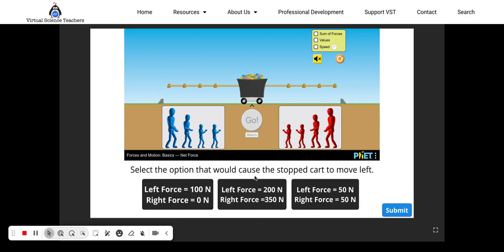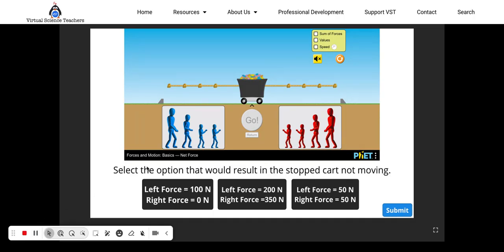Okay, so select an option that would cause a stopped cart to move to the left. So we would want it to go towards the blue people. What can you do? Look at these, and see, you might know the answer already, or you might need to go test it. Left pull with 100, right with 0. That'd be putting no people on that side. Left pull with 200, right pull with 350, left with 50, right with 50. Which one would cause it to go to the left towards the blue people?